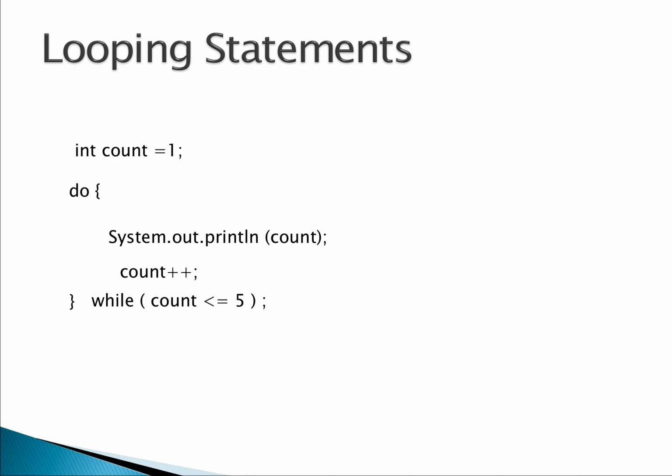In this case, if you look at it, count is equal to 1, it is going to do the block. So when it's doing the block, it is going to print 1, it is going to make the count equal to 2, and then 2 less than or equal to 5 is evaluated. So it is going to execute 2, 3, 4, 5, and then when the count becomes 6, 6 less than or equal to 5 is false, so it is going to come out of the do block. So do until you meet this condition. So that's the concept of do while.